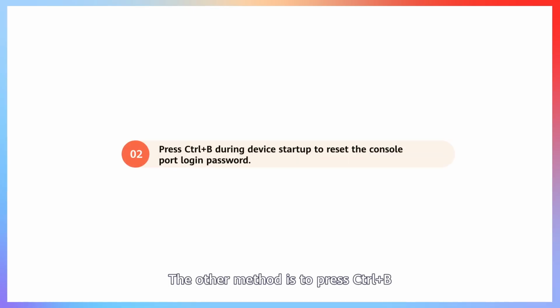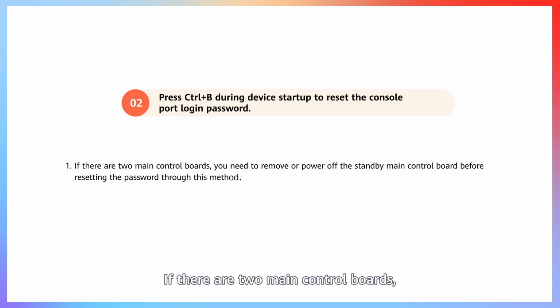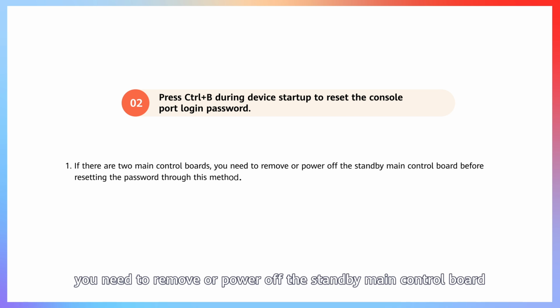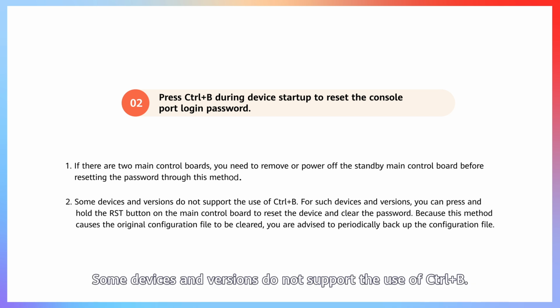The other method is to press Ctrl+B during device startup to reset the console port login password. If there are two main control boards, you need to remove or power off the standby main control board before resetting the password through this method. Some devices and versions do not support the use of Ctrl+B.